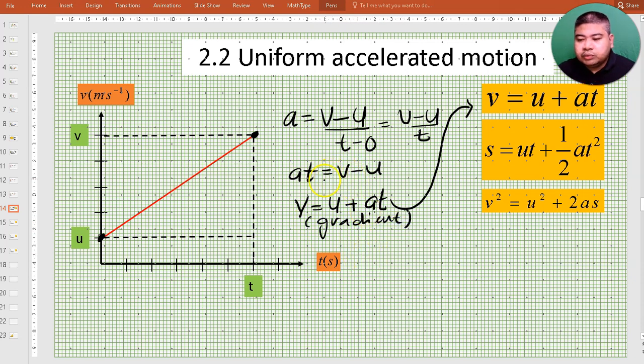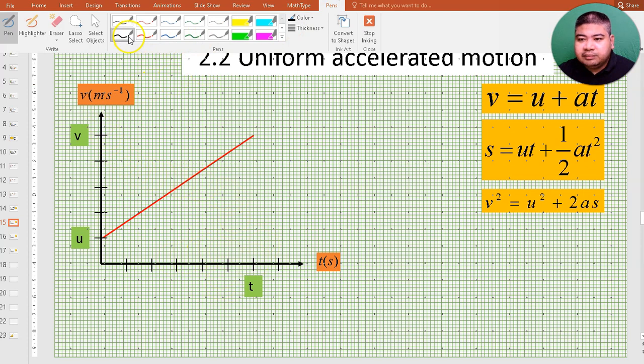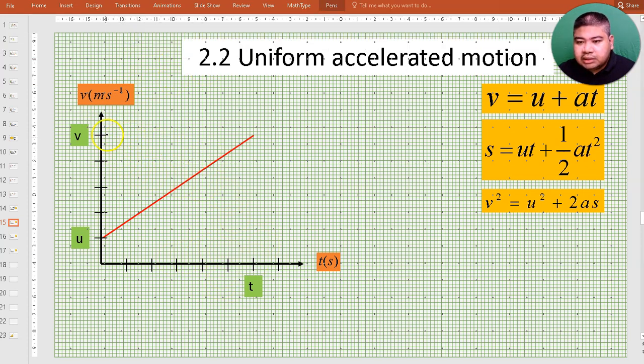The second equation, s equals ut plus half at squared, is obtained from the area under the graph. Let me show. Now I move to a clean slide so that I can write it better, so it won't get mixed up with the previous equation that I've derived for you.